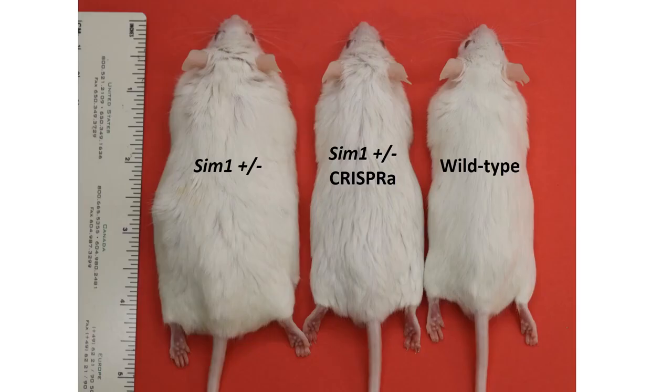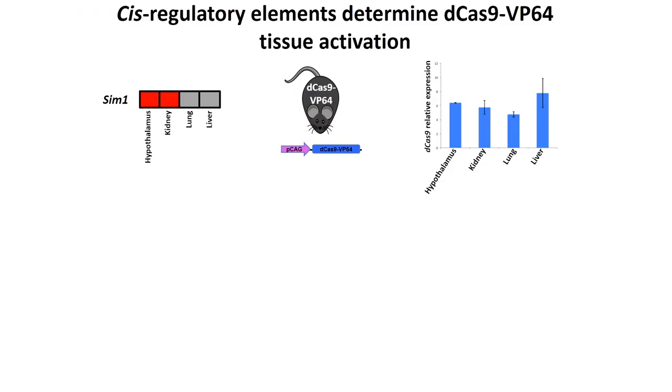It's always nice to show a picture, so here you can see these mice. On the left is a heterozygous mouse for SIM1 that is, as you can see, extremely obese, and in the middle is a mouse with the same genotype that should be as obese as the mouse on the left, but because of the CRISPR-A approach, you can see that it looks, in terms of its body weight, very similar to the wild type mice on the right, suggesting again that we could rescue their obesity phenotype.